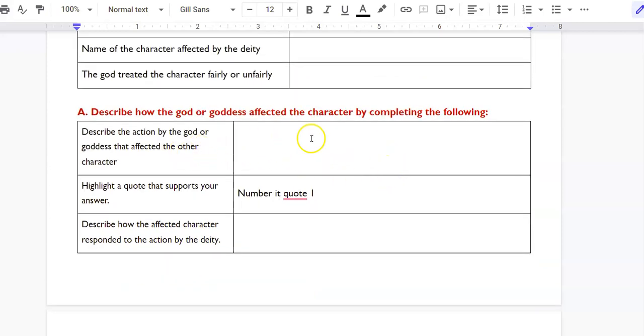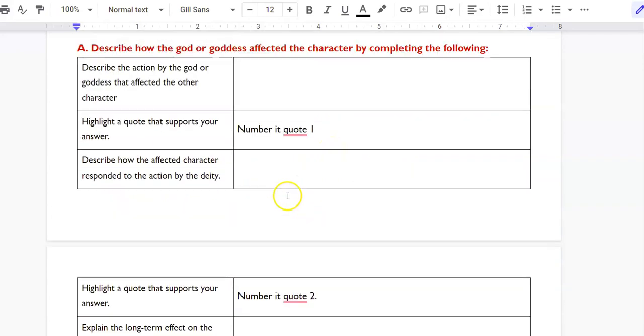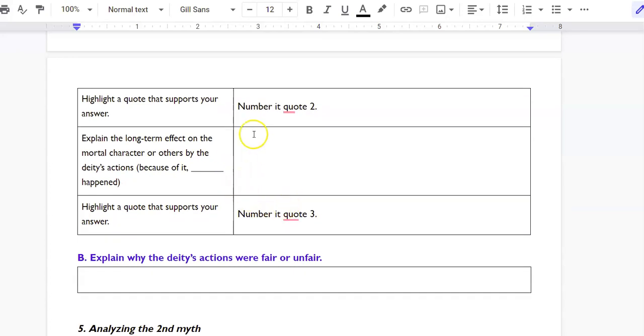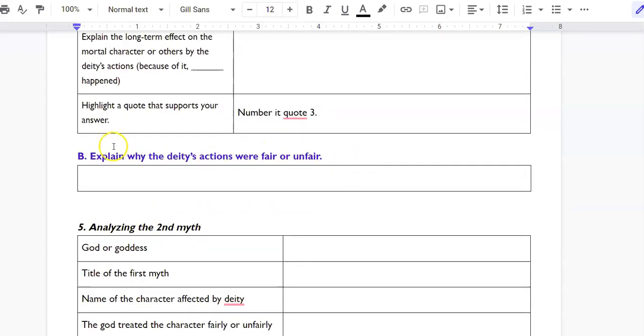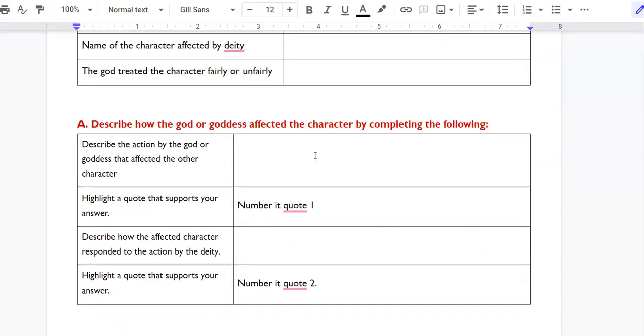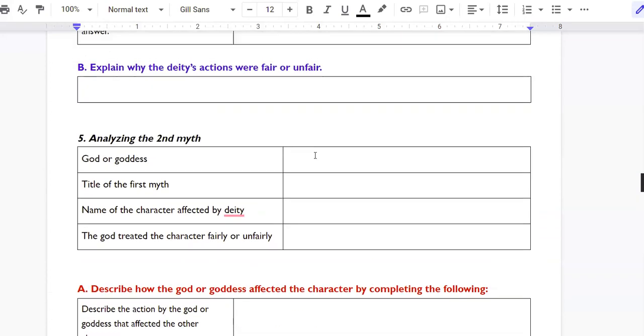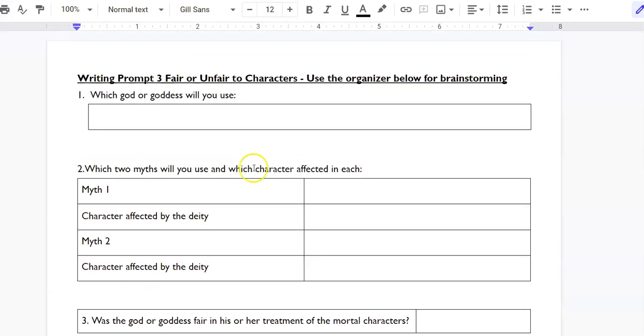And then you describe the action by the god or goddess, highlighting a quote. How does the character respond to that action by the god or goddess? What were the effects of that? But then B is different. B is why. Explain why the god's actions were fair or unfair. Okay? And then the same for the second myth. So those are your 3 choices. You need to sign up for one, and we will start actually filling this in tomorrow in class.